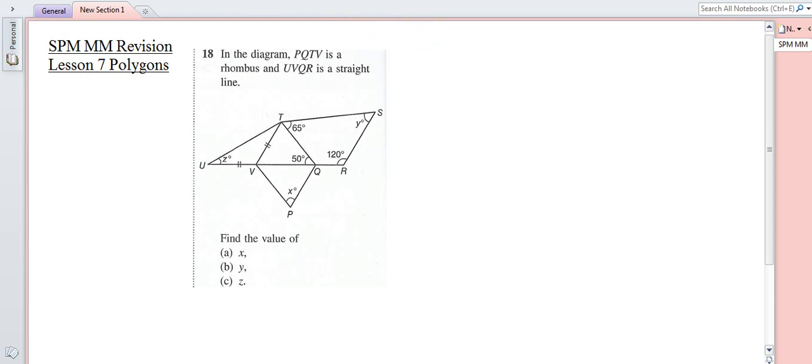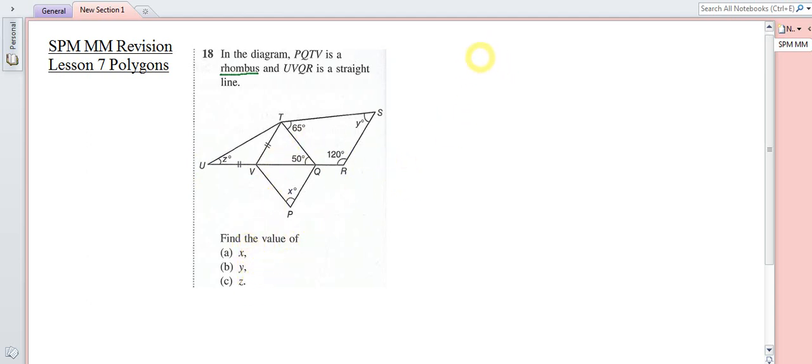Okay, question number 3. In the diagram, PQTV is a rhombus. PQTV is a rhombus, so this is very important. UVQR is a straight line. Find the value of x, y, and z.